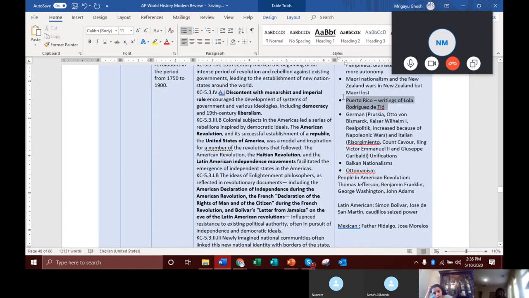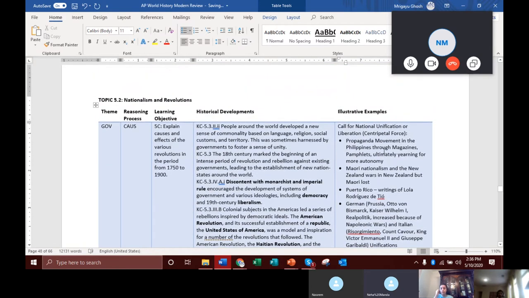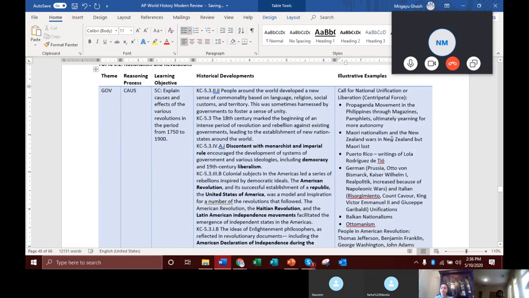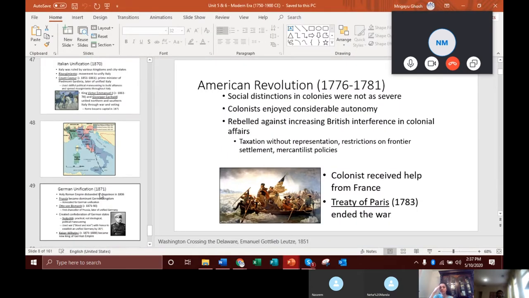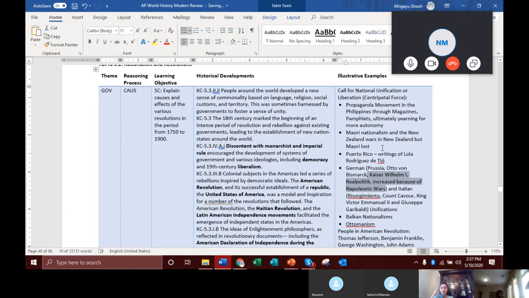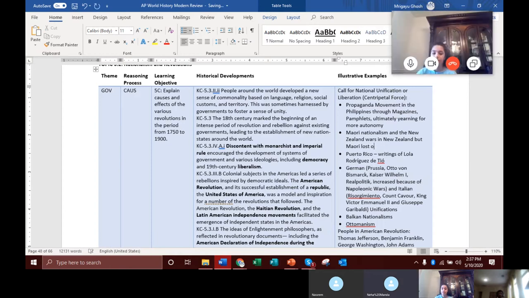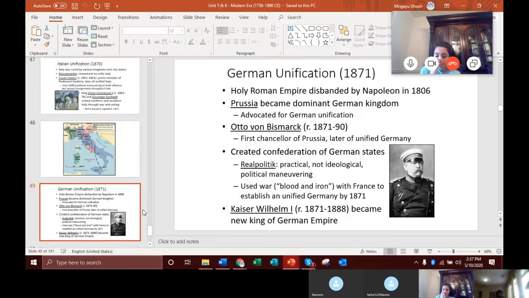Puerto Rico, we have these writings. Well, it says that the Philippine Revolution began in 1896, so I don't know if it lost. Okay, so we're not too worried about that, because that's the time period. Prussia, Otto von Bismarck. You put Maori lost to the British. Yes, Maori lost New Zealand to the British. I always forget that.